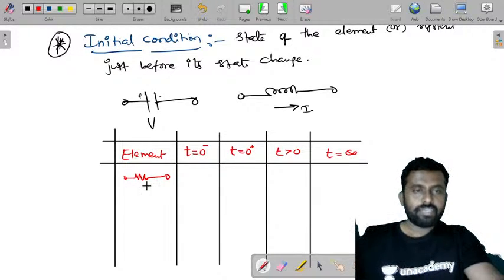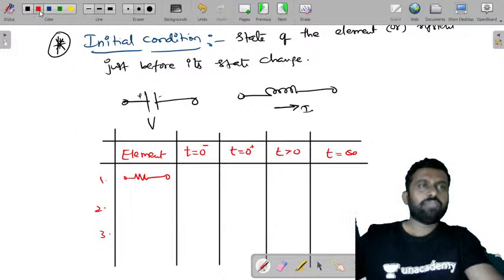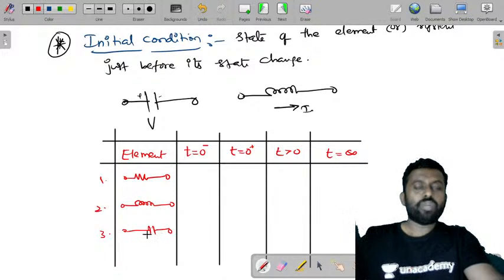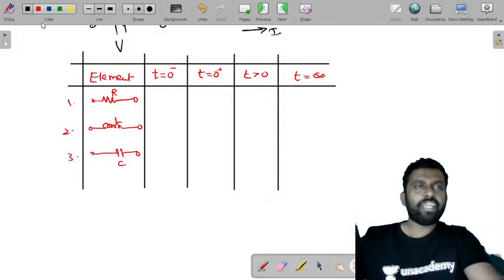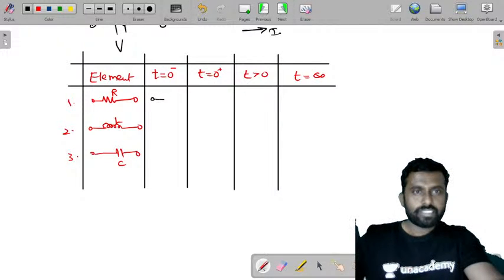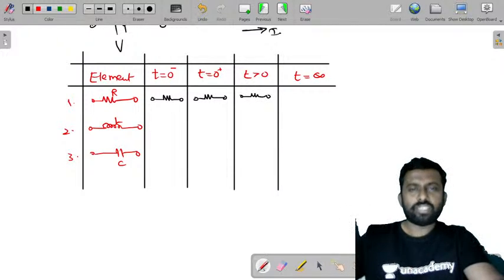Now we'll consider the first element, second element, third element: resistor, inductor, and capacitor. Resistor does not store anything, and for the inductor and capacitor I'm assuming that they did not store any energy. So at t equal to 0 minus, the resistor in all cases will behave the same because it is not an energy storage element.